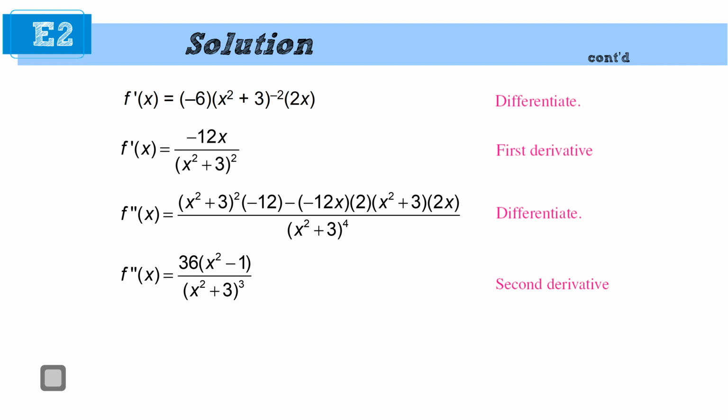Okay. Now, second derivative test. We want to know where that thing equals 0 or where it's undefined. In order to make it equal to 0, we want the numerator to be equal to 0. What makes that numerator equal to 0? And? Negative 1 and 1. What makes the denominator 0?